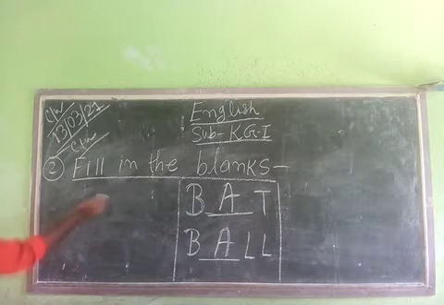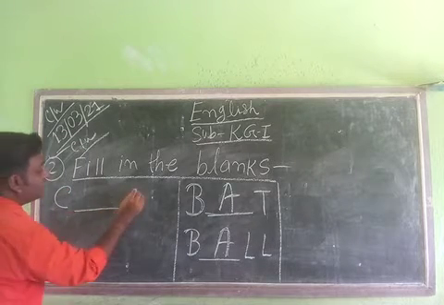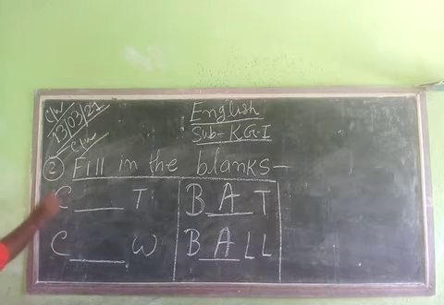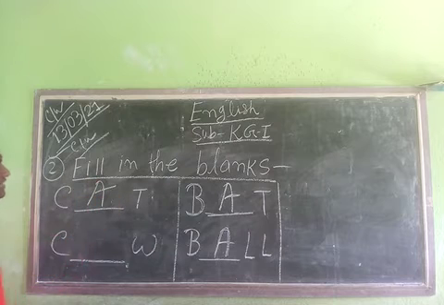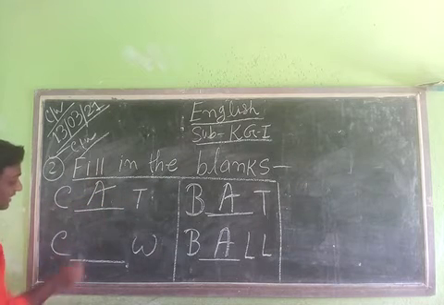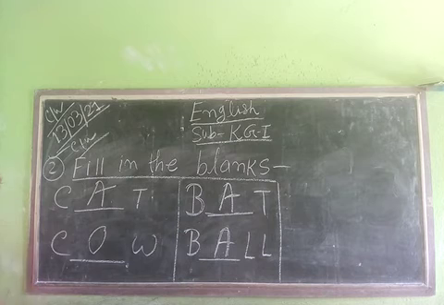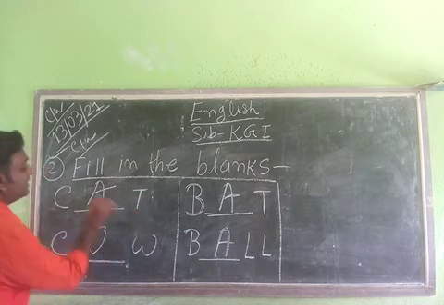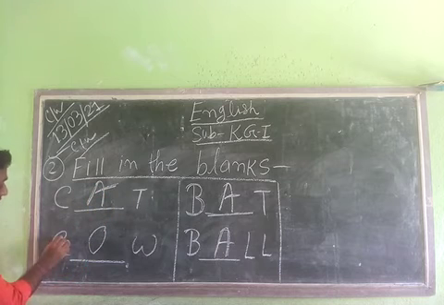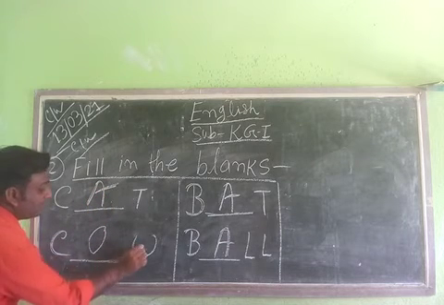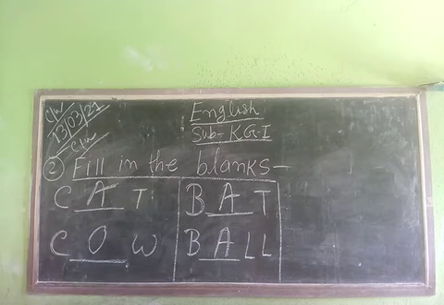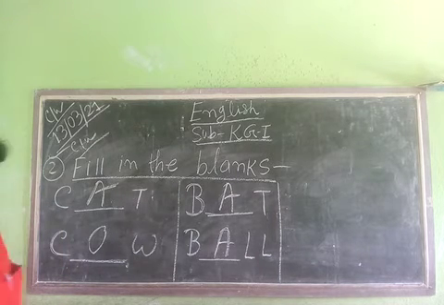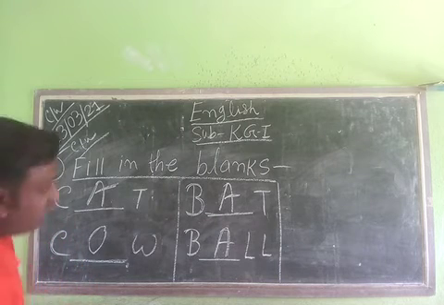Okay. Next, C dash T, C dash W. Okay. C dash T, C-A-T, cat, C dash W, C-O-W, cow. Look at the board. C dash T, C-A-T, cat, C dash W, C-O-W, cow. Okay, so it's our second class work. Let's come to the next topic.